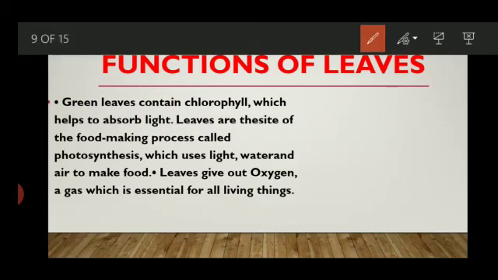Now next, function of leaves. As I have already told about the stem's function, what are the main functions of the leaves? The leaves make food for the plant with the help of chlorophyll. Chlorophyll is a pigment present in the green leaves. With the help of that, and with the help of sunlight, water, and air, like carbon dioxide, they make their own food, and with the help of food the plants grow.